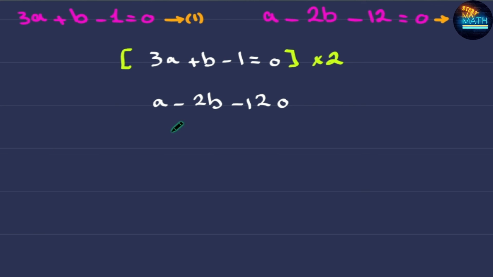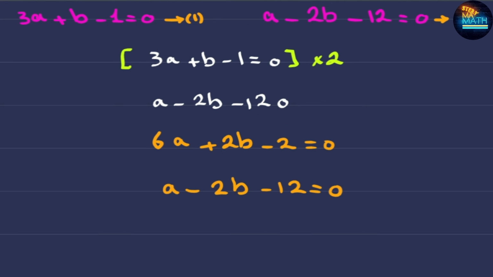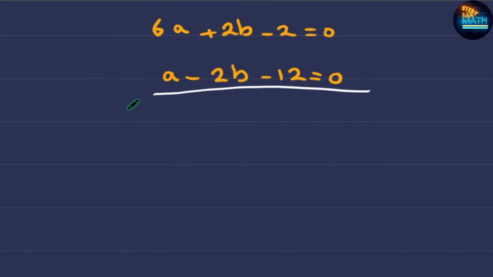So 3a times 2 is 6a, plus b times 2 is 2b, and negative 1 times 2 is negative 2, is equal to 0 times 2, which is 0. And keep the second equation as it is: a minus 2b minus 12 is equal to 0. Now, if you add the two equations, you get 6a plus a is 7a, and 2b and negative 2b cancel each other out. So you have negative 2 minus 12, which is negative 14, is equal to 0 plus 0, which is 0.